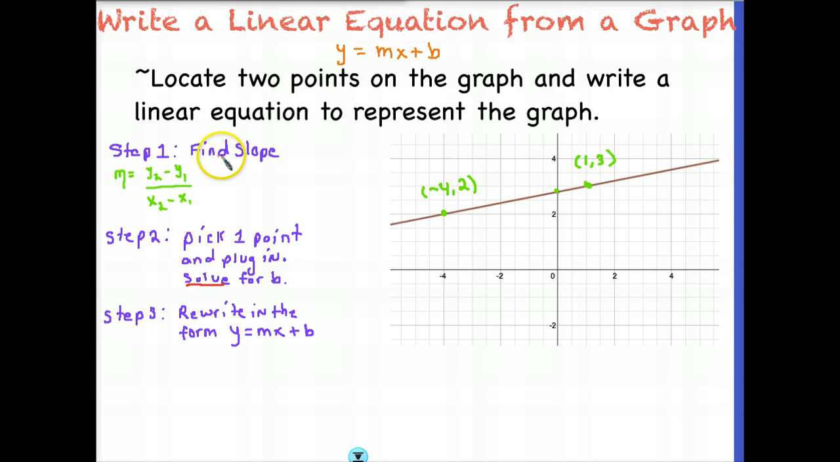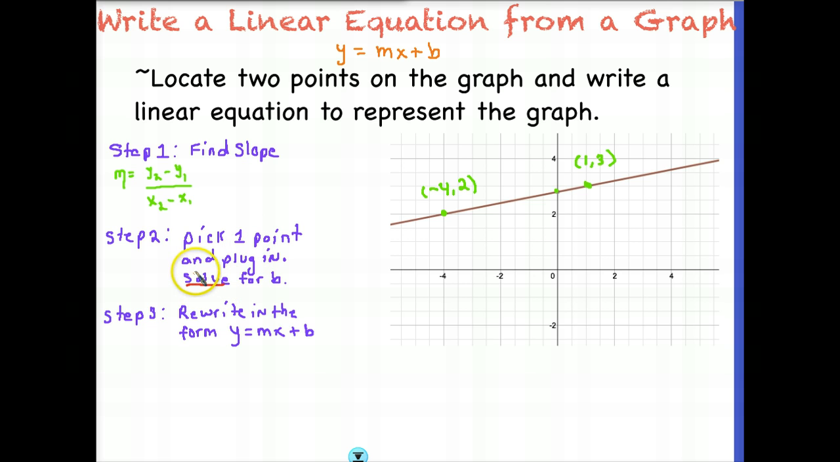So step 1 says to find the slope. And here I wrote the slope equation in case you've forgotten. Slope is our m value, and it's the change in y, so y2 minus y1. So that would be our 2 and our 3. We would look at those over our x values, x2 minus x1. So that's the 1 and the -4. It's rise over run, or y's over x's. So step 1, find the slope.